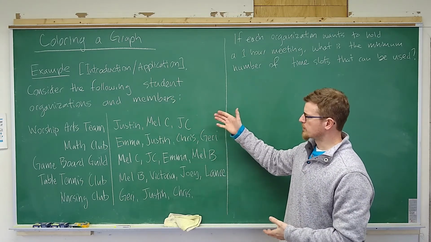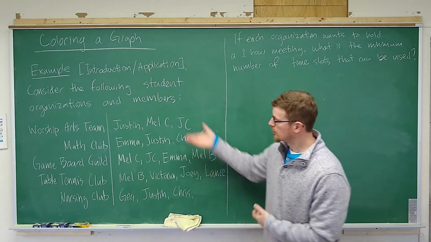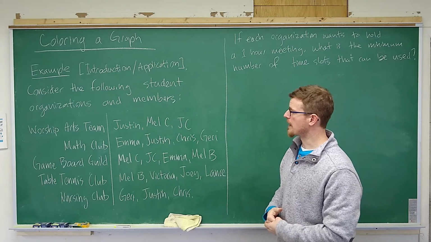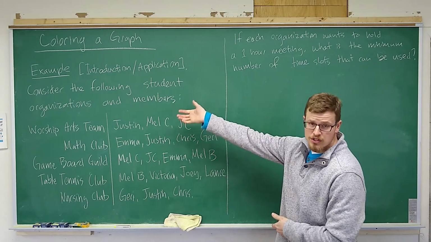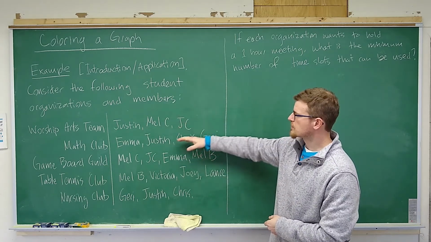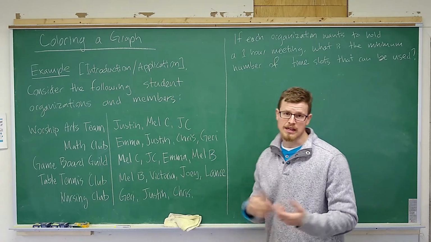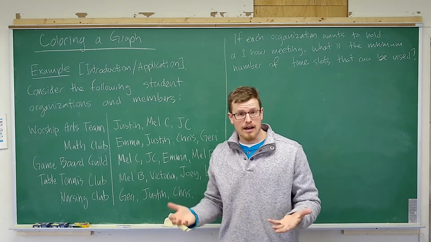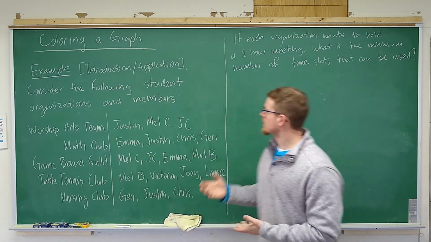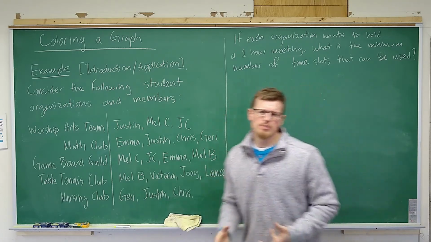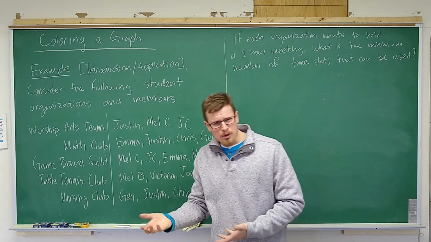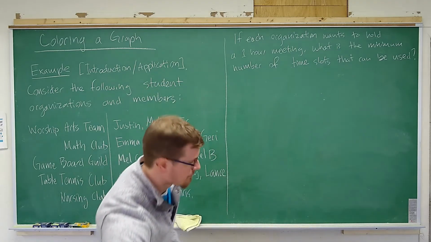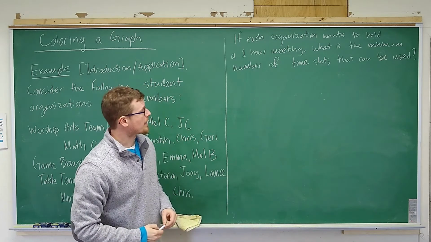So we want to determine what's the minimum number. Now, we've decided that's not 1 because we need more than that. But we know that worst case scenario, if each of the organizations held a meeting at a different time, that would be perfectly acceptable and we would have 5 different time slots. But can we get less than that? It's going to be more than 1. Can we get less than 5? And the answer is yes, we can have less than 5.